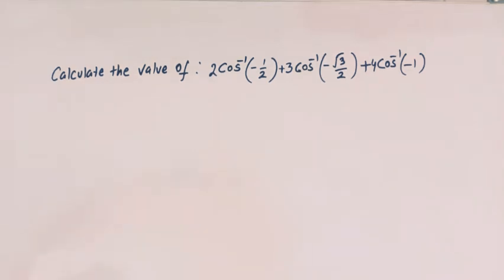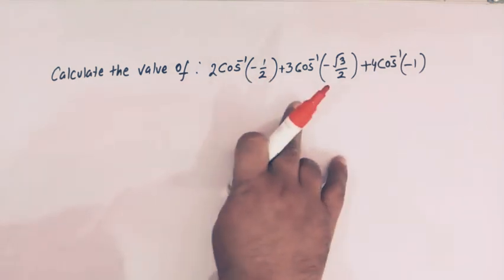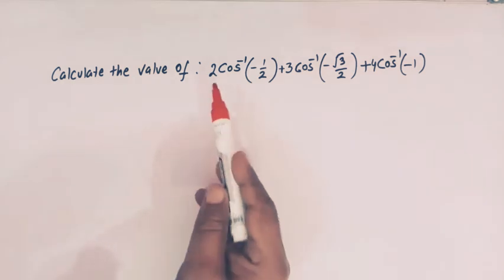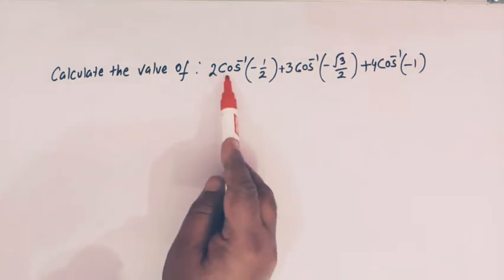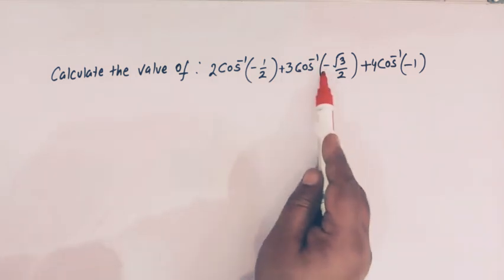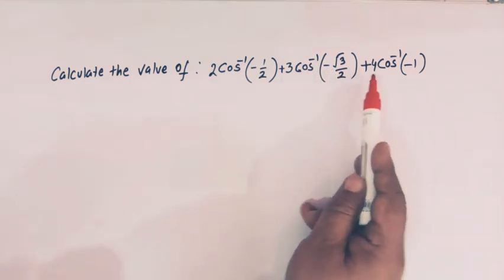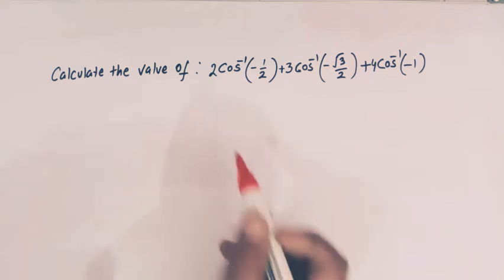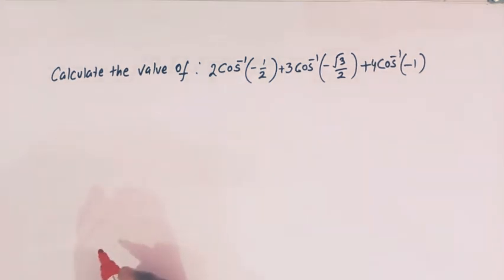Hello viewers, in today's class we are going to learn how to find the value of this expression, right? So here we have 2 times cos inverse of minus half plus 3 cos inverse of minus root 3 over 2 plus 4 times cos inverse of minus 1, right? So here we have to calculate the value of this expression containing inverse trigonometric functions, right?